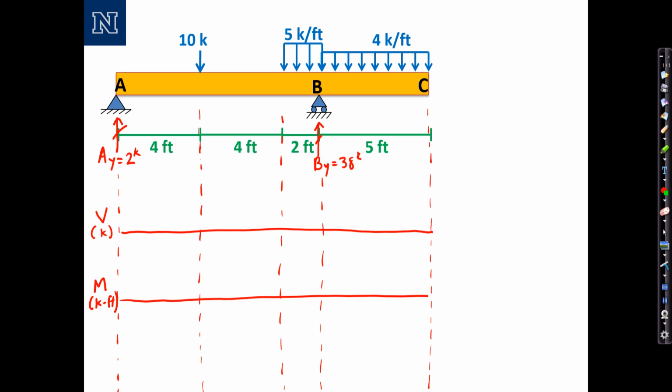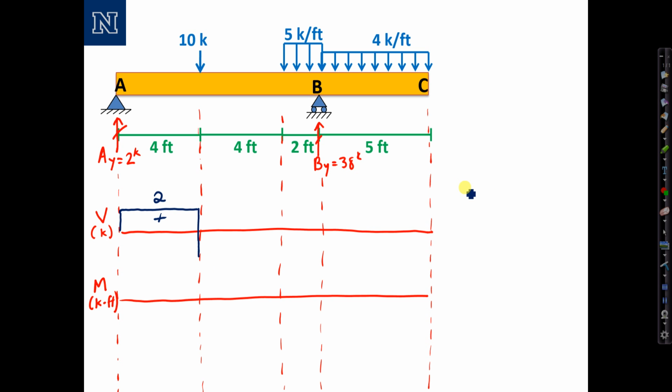At the left end, we have a reaction force of 2 kips. That causes the shear to jump up by 2 kips. Over the first portion of the beam, there's no distributed load, so the shear is going to be constant, and we'll draw that as a straight line going across. Shear is positive in this region and equal to 2 kips. Then I reach the 10 kip concentrated force, which causes the shear diagram to jump down by 10 kips.